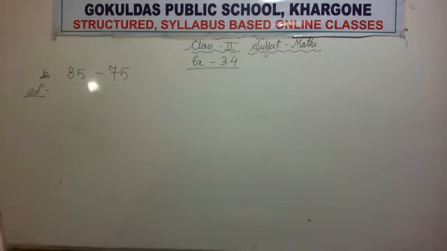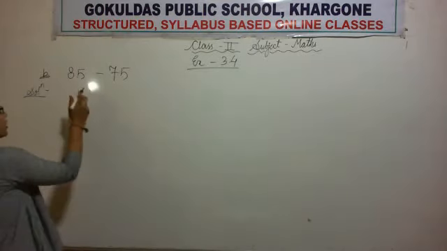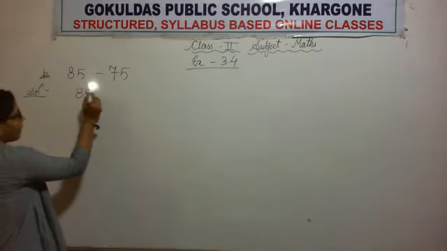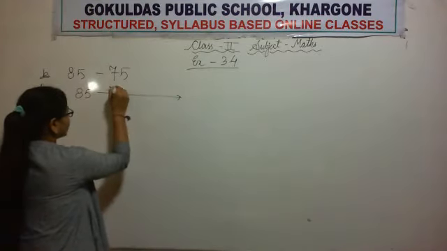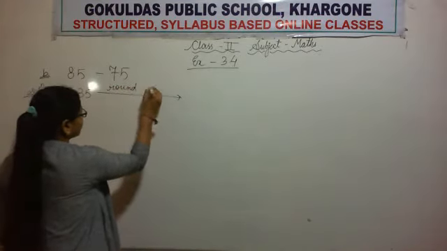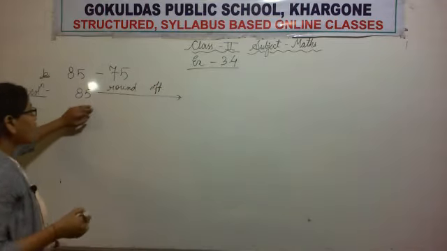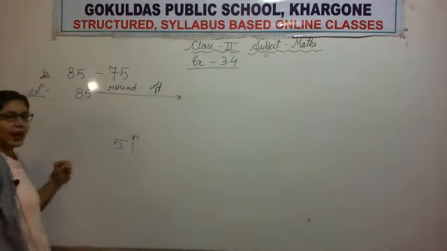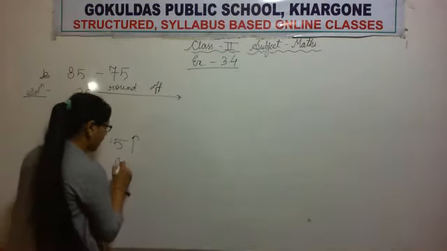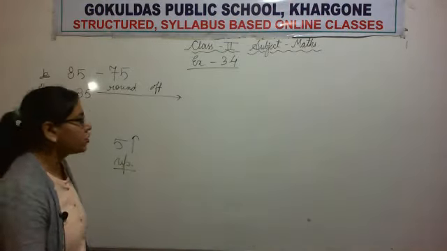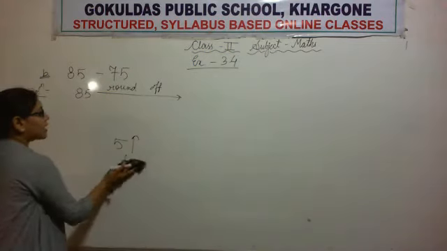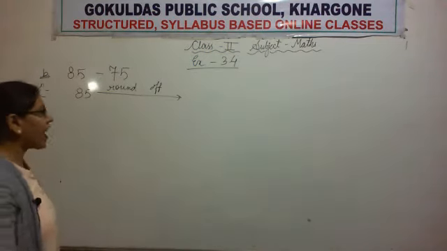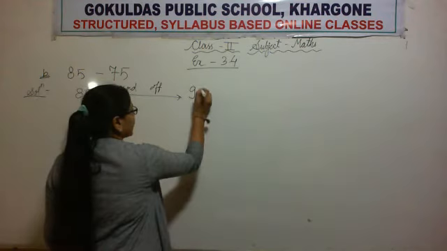85 minus 75. So the very first step is finding the rounded off numbers. First of all, we will round off this 85. Whenever the number is 5 or greater than 5, we round up. Here number 5 is there, so we will round up 85 to 90.